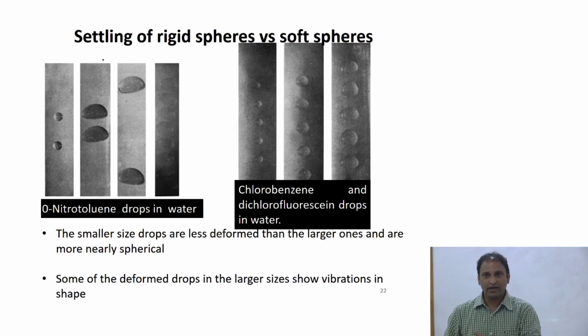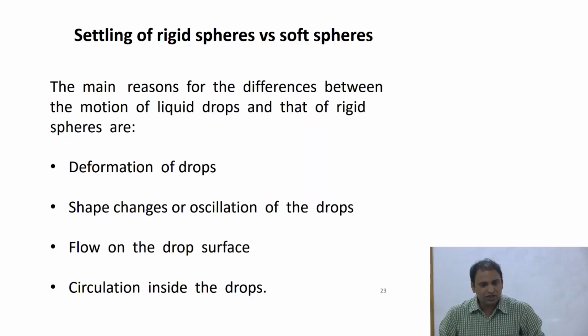So in general, the main reason for the difference between the motion of liquid drops and that of rigid spheres is the deformation of the drops, which becomes evident when you go for larger sized droplets. Number one, this deformation can lead to either shape changes or shape oscillations. If you look at the movies of how these droplets settle, you will see that the drops start going from one shape to the other. There are going to be drop shape fluctuations which you would have to worry about.